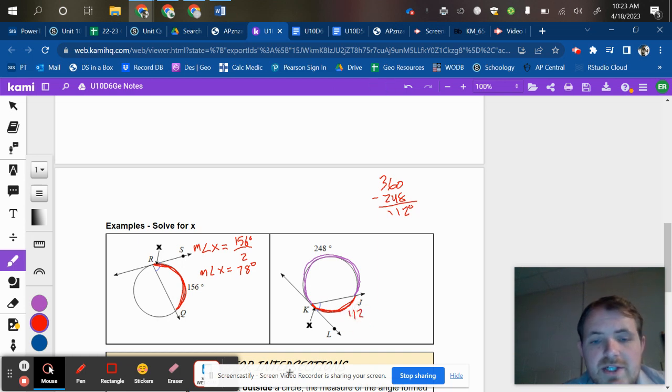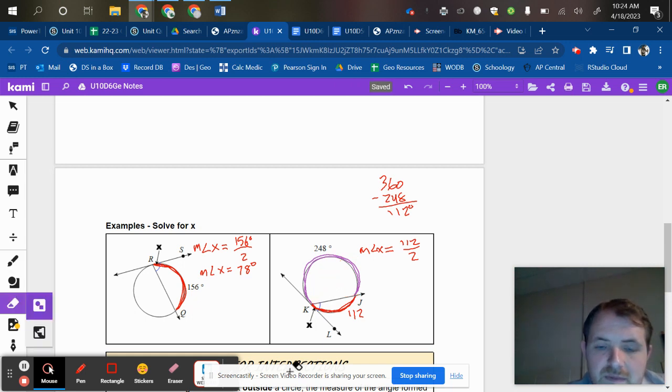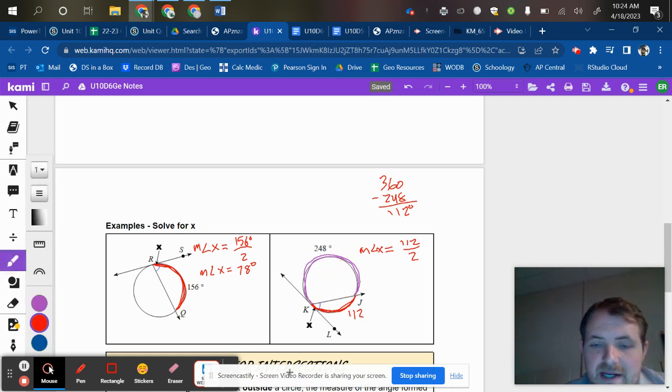And again, the relationship between that intersected arc and the angle created is going to be half of that. Again, this is not an inscribed angle. An inscribed angle would be something like this, where you've got the angle fully inside the circle. A little part of that angle is coming on the outside. So the final answer is that angle X is 56 degrees.